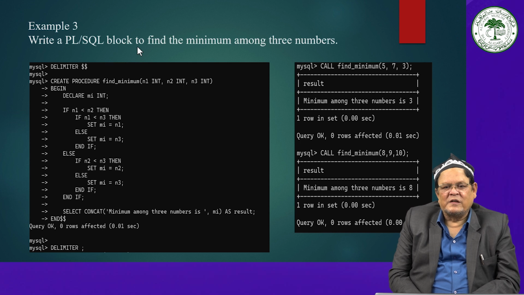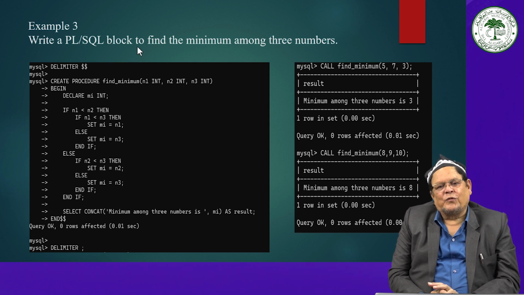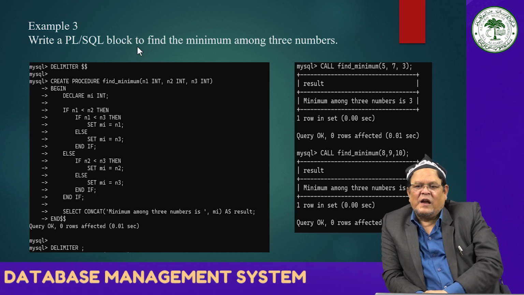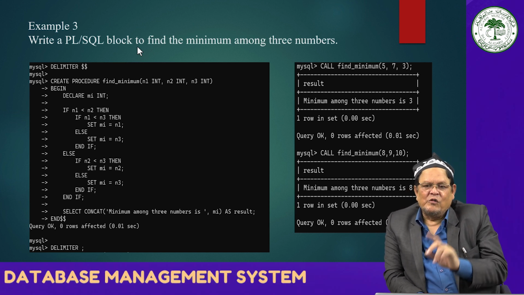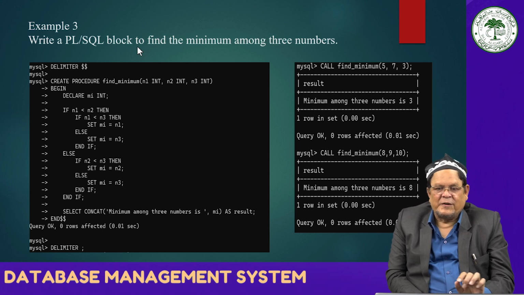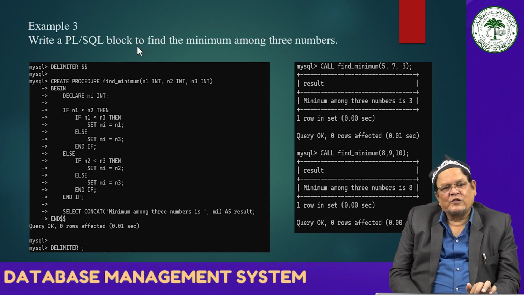One row is selected. Also when you want to put different values, you call find_minimum 8, 9, 10. When you press, automatically the minimum among the three is 8. One row set is there. So in this way, we can use the nested if statement for finding the minimum of three numbers.